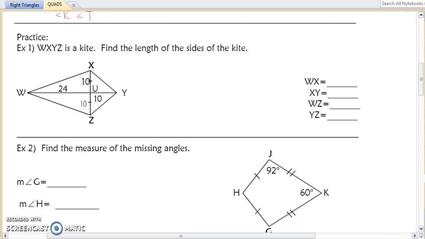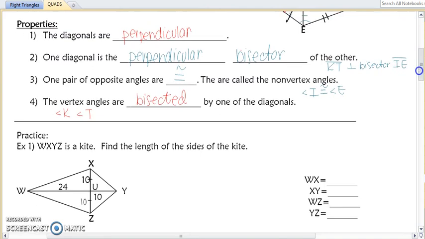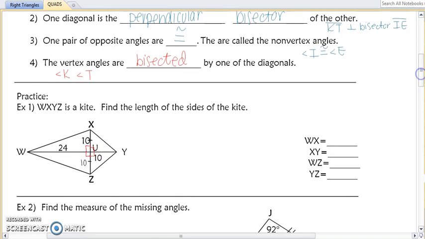Okay, so the other thing that we know about our diagonals is that, if we look at number 1, the diagonals are perpendicular. So we can put a right angle in each of these corners. And again, like I mentioned before, the Pythagorean theorem should be triggering in your head. We are trying to find, first, the measure of W to X. So we're trying to find the measure of this.